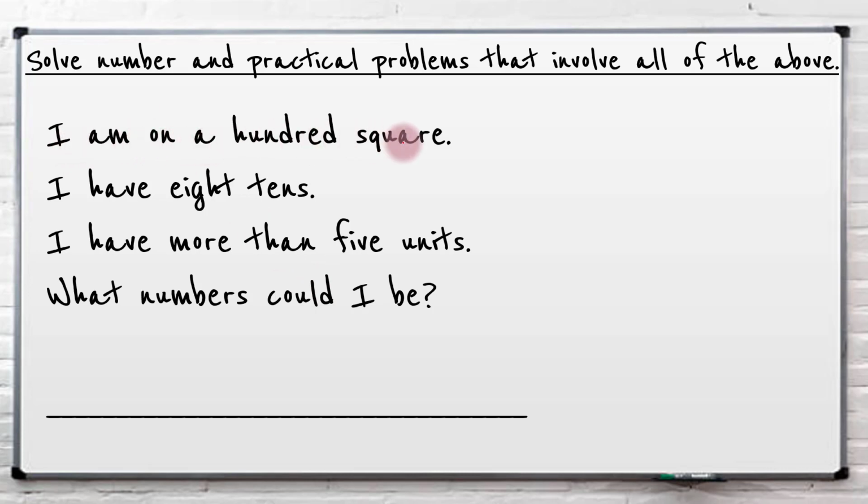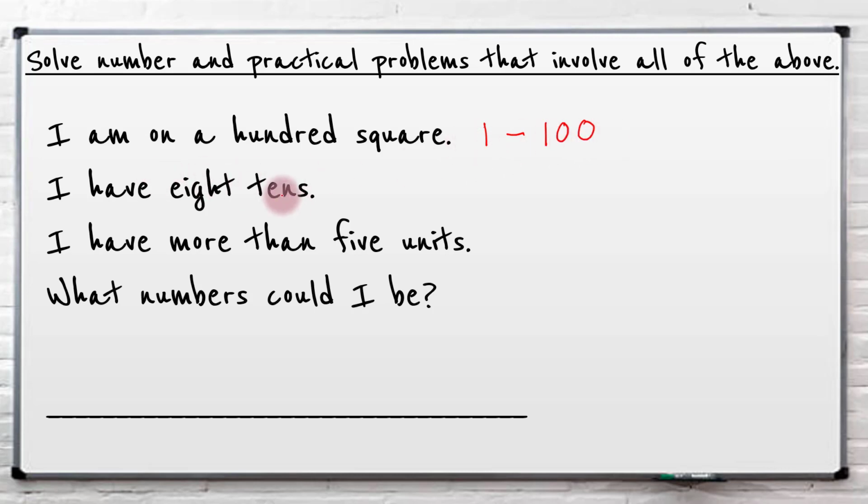I am on a 100 square. I have 8 tens. I have more than 5 units. What numbers could I be? And if you understand your place value, then this is actually very straightforward. So we just go through the statements and then we will put what answers we get. So I am on a 100 square, which means the numbers need to be between 1 and 100.